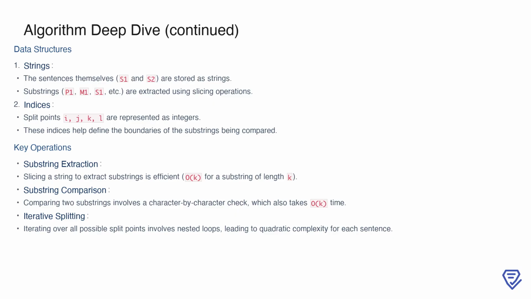Another key operation is substring comparison, which involves a character-by-character check and also takes O(k) time. The iterative splitting process, where we evaluate all possible split points, is implemented using nested loops, leading to quadratic complexity for each sentence. Together, these data structures and operations provide the foundation for implementing the brute force solution.